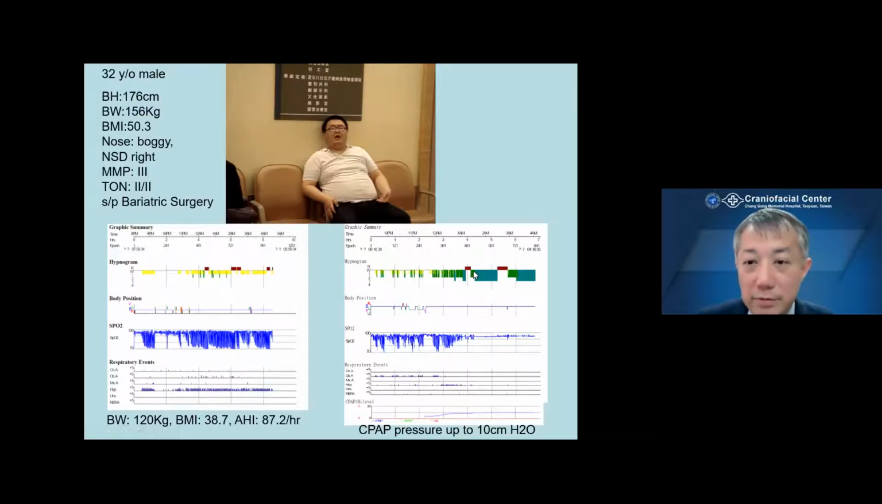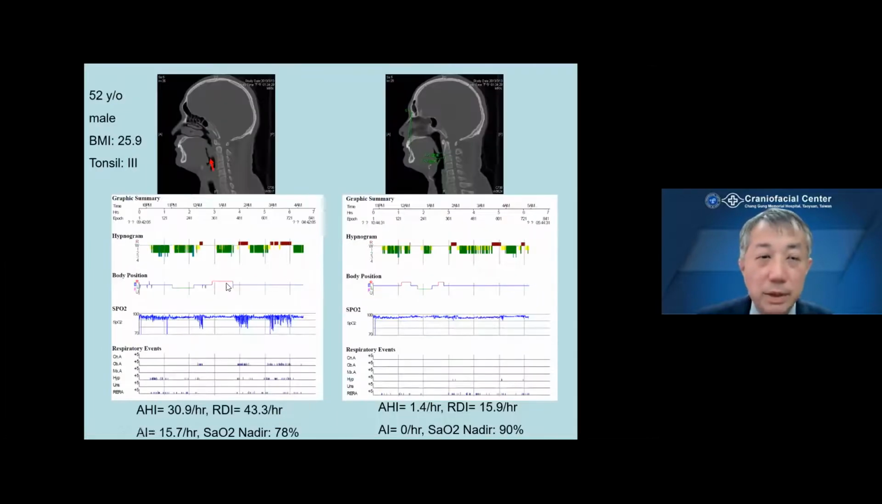Then we can have him get very good slow wave sleep. So you can see the effectiveness of CPAP is very sure. Basically, it's always the first line treatment.